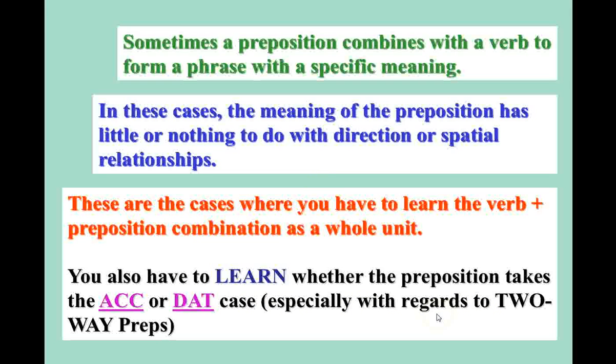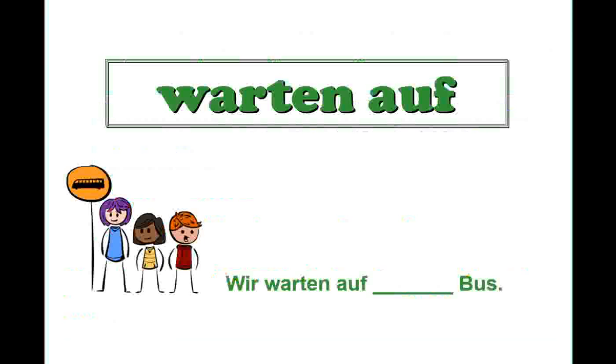So you're basically, in a sense, going to have to memorize, okay, denken an. Is it accusative or is it dative? We'll look at that in just a second. So, zum Beispiel, warten auf. All right, so take a minute and think of what you think this means. So hopefully you got the warten part, to wait. Maybe the picture helped you as well.